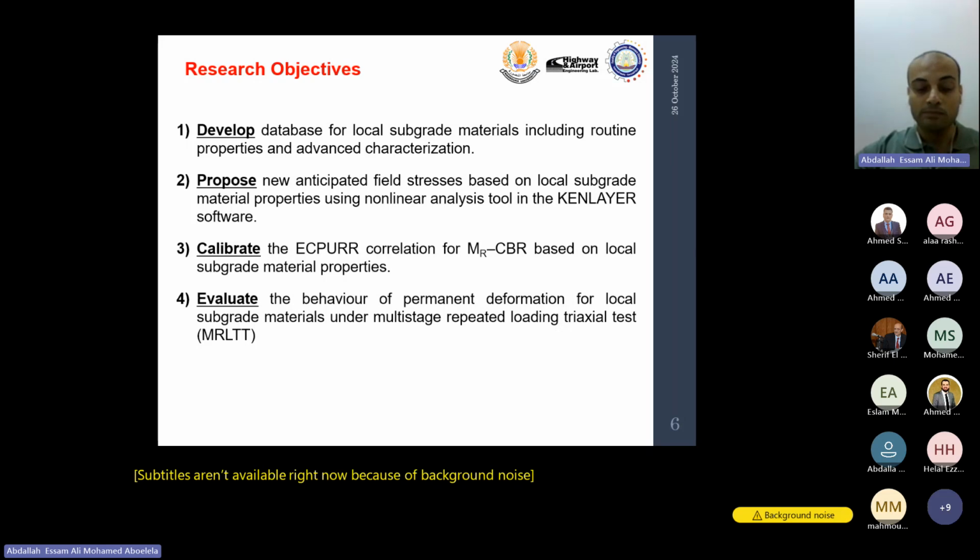As we know, the major distress in Egypt is rutting, because of the behavior, both the characterization of the materials and the weight of subgrade materials.